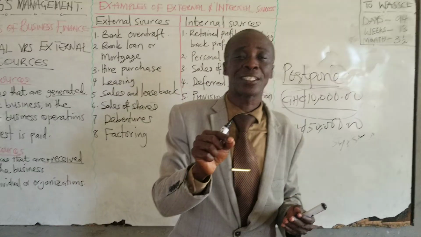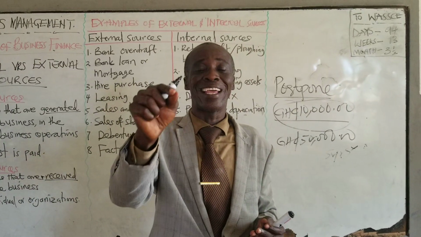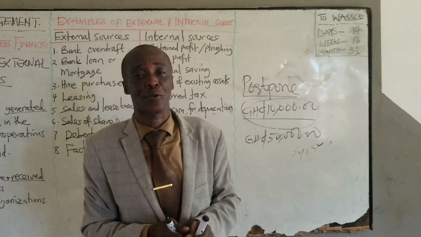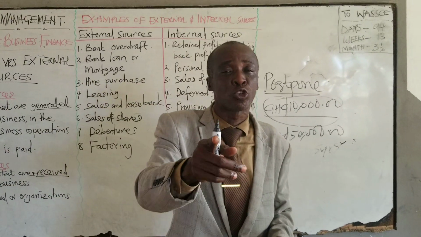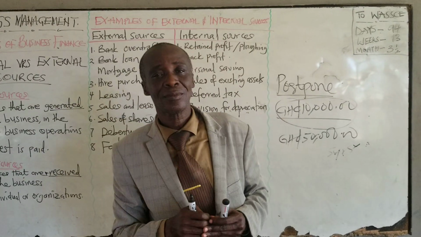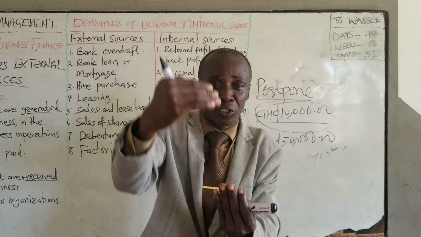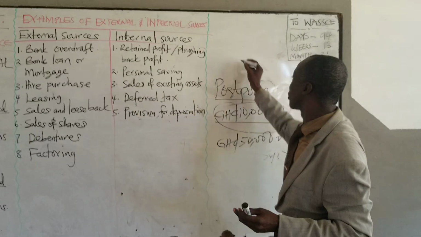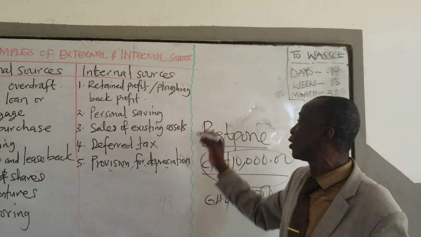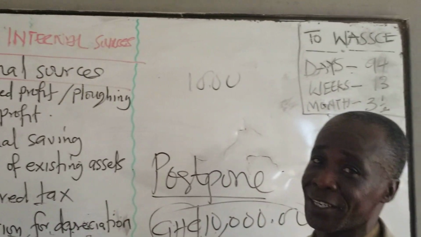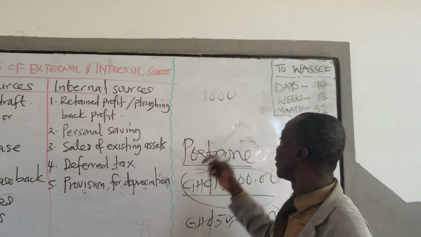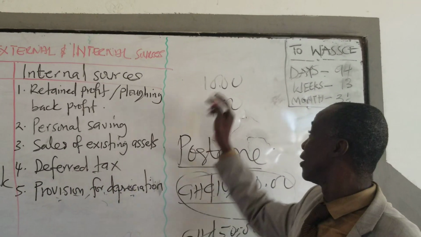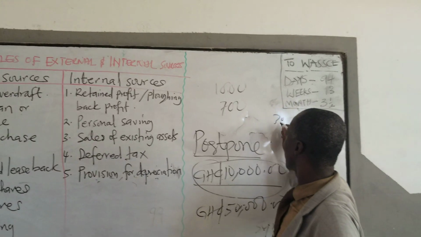Now, because provision for depreciation is an expense, it will reduce your profit. When profit is reduced, it means you will pay less tax. You get it? When the profit is reduced, you will pay less tax. So without the provision for depreciation, you are supposed to pay a tax of 1,000 Ghana cedis. But because you provided for depreciation, you are going to pay, let's say, 700 Ghana cedis or whatever lower than this one. So 300 Ghana cedis.